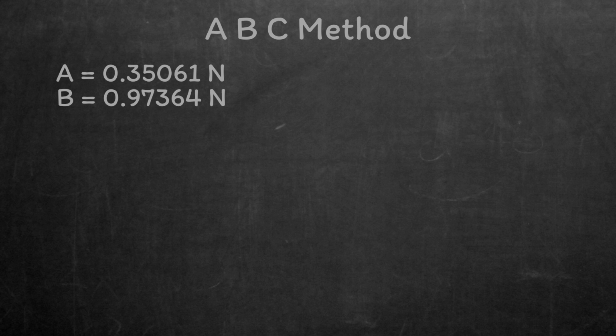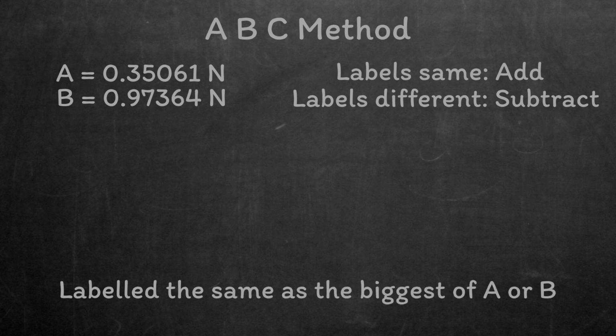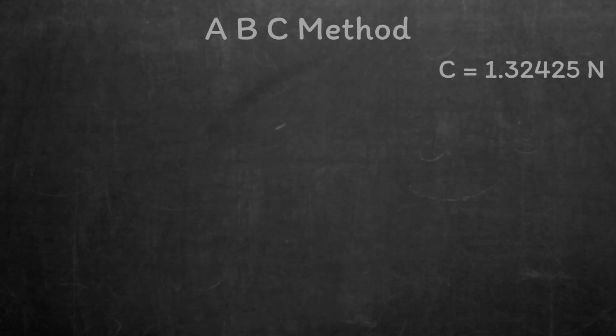For C, we need to look to both the A and B values that we've calculated. If the labels on them are the same, we're going to add them together. And if the labels are different, we're going to take the smallest one away from the biggest one. C is labelled as the same as the biggest of either A or B. In our case, both are north, so we're going to add them to get C is 1.32425 north.